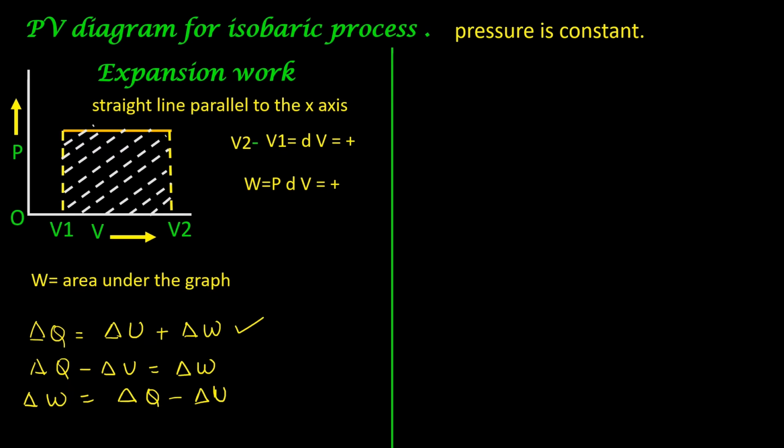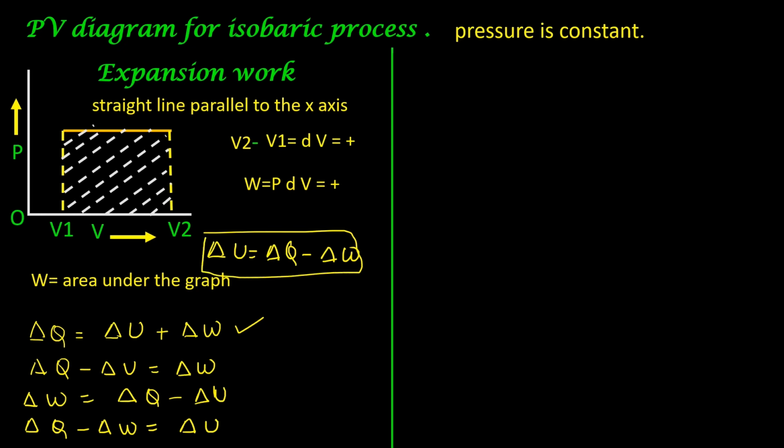What is change in internal energy? That is delta U. Delta Q minus delta W is equal to delta U. In the correct format, I will write it here. Delta U is equal to delta Q minus delta W. This expression and this expression you have to remember, questions are asked from that. This is for isobaric expansion work. Compare this with the equations obtained for the other type of processes as well.